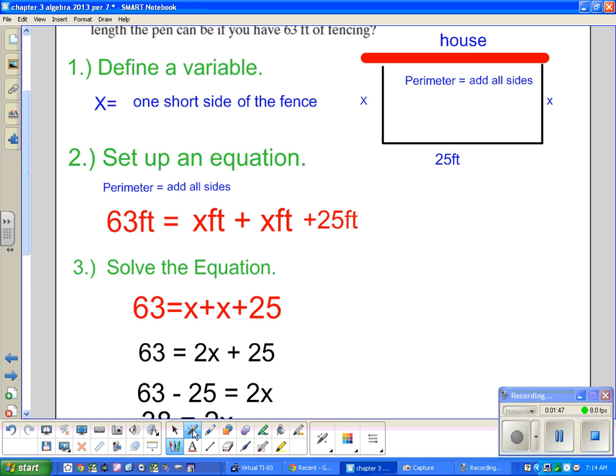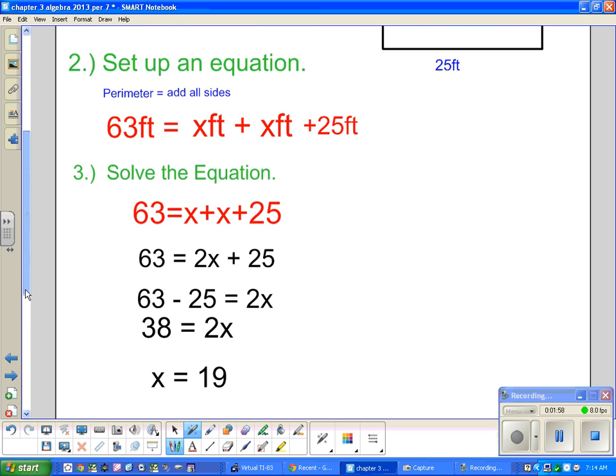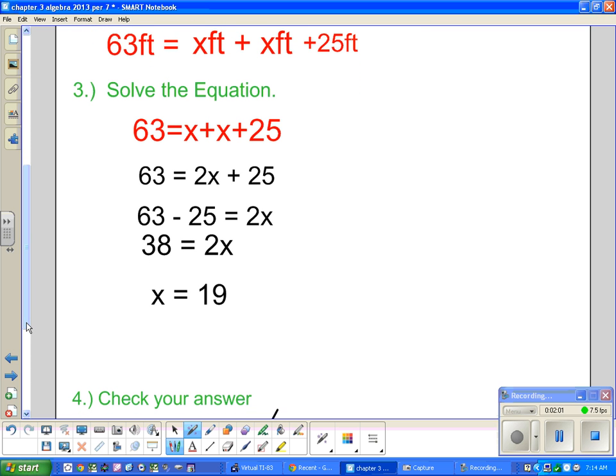Once you have the equation set up, you can solve it. We're going to combine like terms over here to get 2x. Then we just have a two-step equation in which we're going to subtract 25 from both sides. I'm sorry I didn't show minus 25 here. So we subtract 25 from both sides, and that's where we get this expression. Then we get 2x equals 38. We're going to divide both sides by 2. There's enough work shown here to show that you know what you're doing. If you'd like to divide by 2, that's fine. And x equals 19.